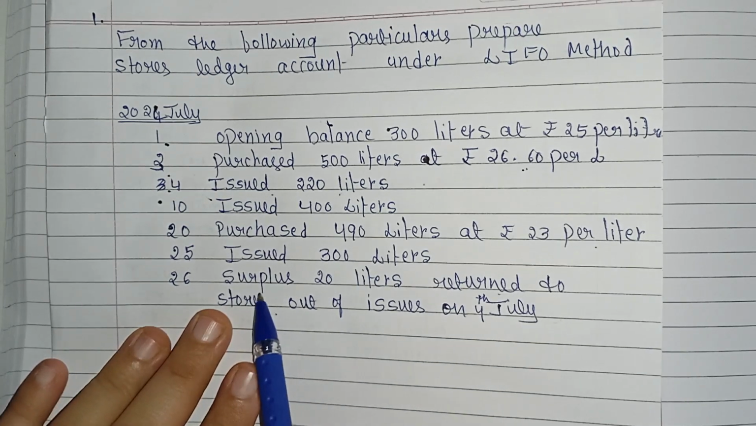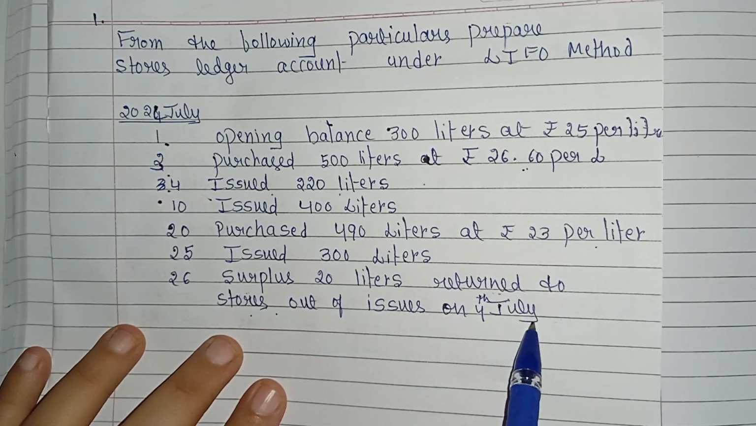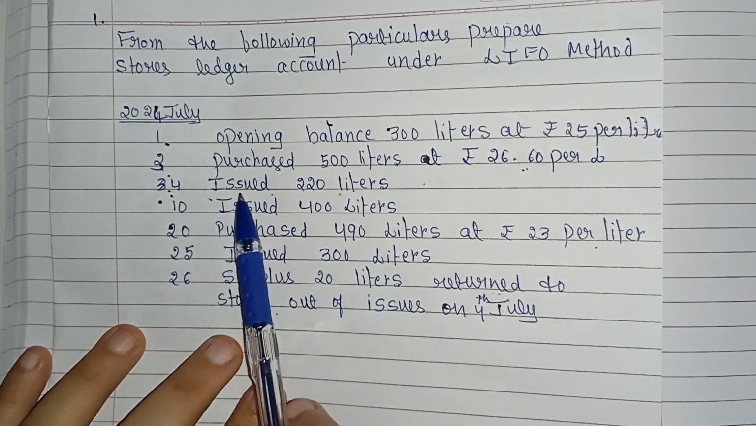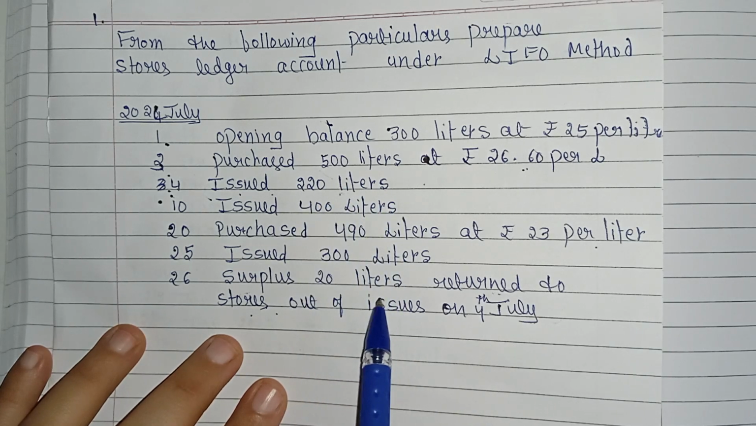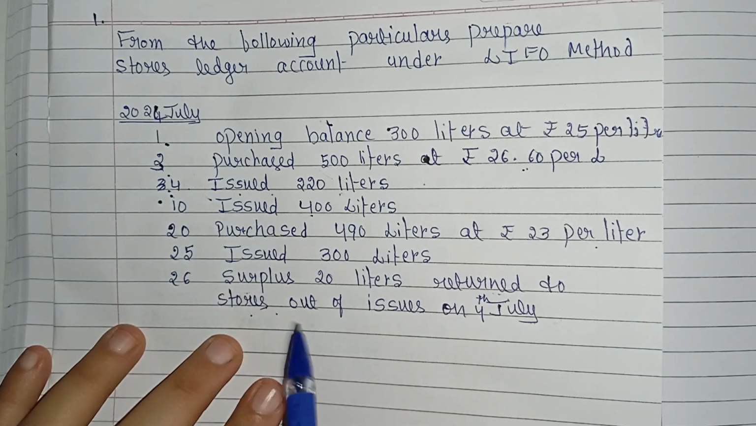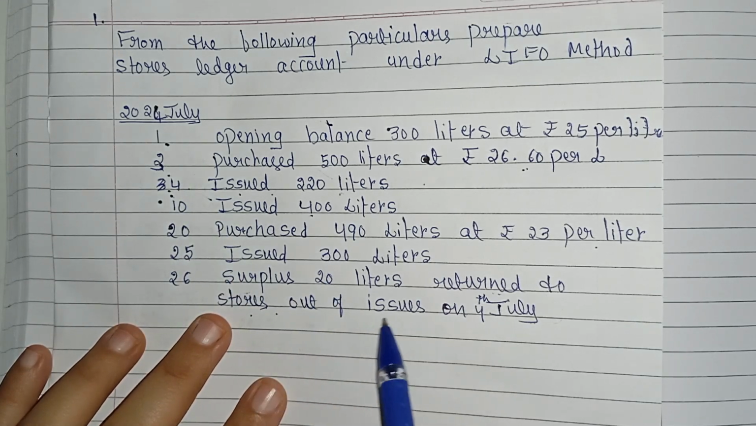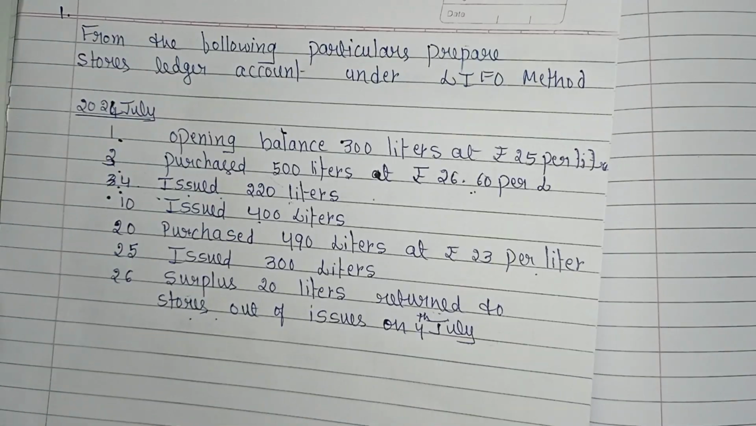It means what here? Surplus 20 liters returned to stores out of issues on 4th July. Here on 4th July we issued 220 liters, right? From 220 liters we returned 20 liters to the stores. Here we need to apply the rate that is applicable on 4th July. Here we are receiving 20 liters, which means nothing but purchase. On the receipt column we need to enter this transaction. Clear? Now let's solve the problem.